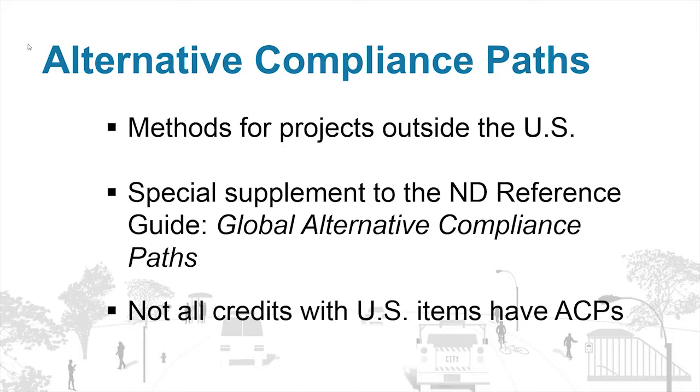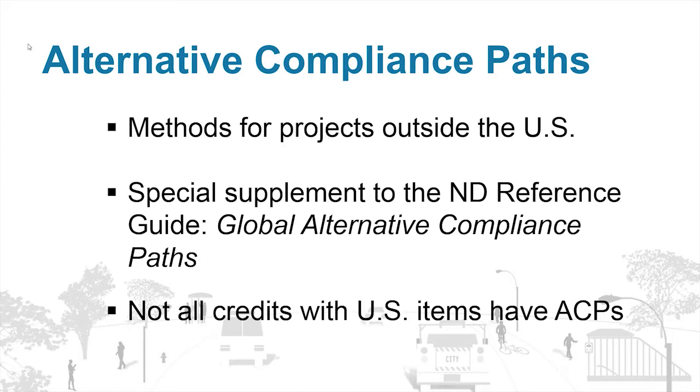For now, once an international project's credits have been selected, the team should scrutinize the credits carefully for U.S. standards, and if any are found, then check to see if any official alternative compliance paths, or ACPs, are applicable using the reference guide supplement. And if you don't find an ACP for a U.S. standard, then you're going to have to develop your own credible equivalency.